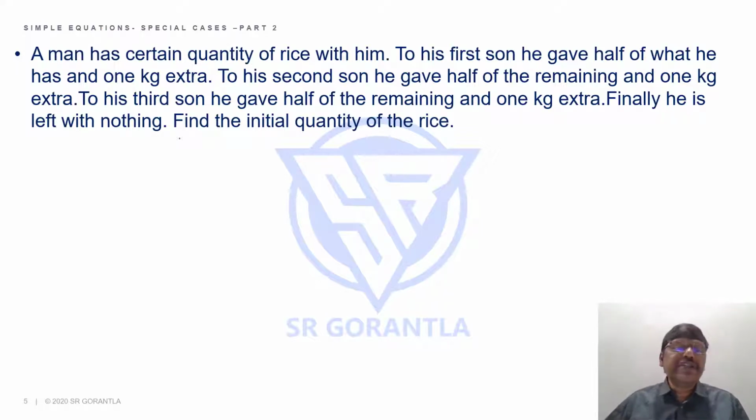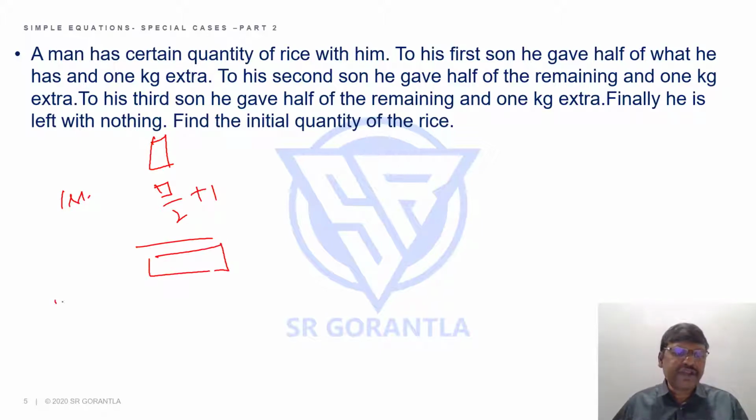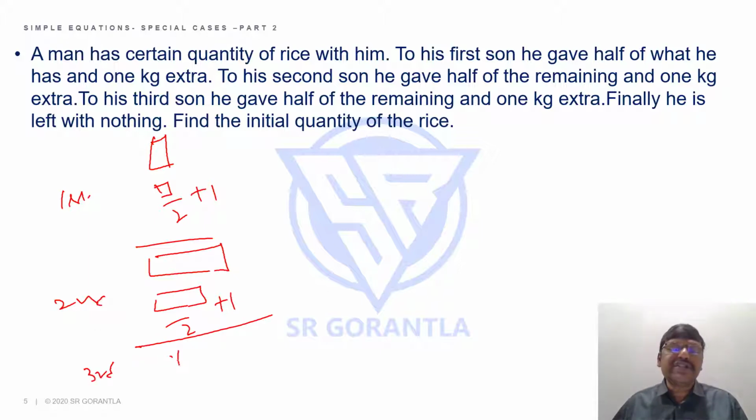Fine. Initially, he has some rice. To the first son, he has given half of what he has. Whatever he has, half plus 1 kilogram extra. Then whatever is left over, students, to the second son again, he has given half of that plus 1 kilogram extra. Again to the third son, again he gave whatever is left over here, half of that plus 1 kilogram extra.